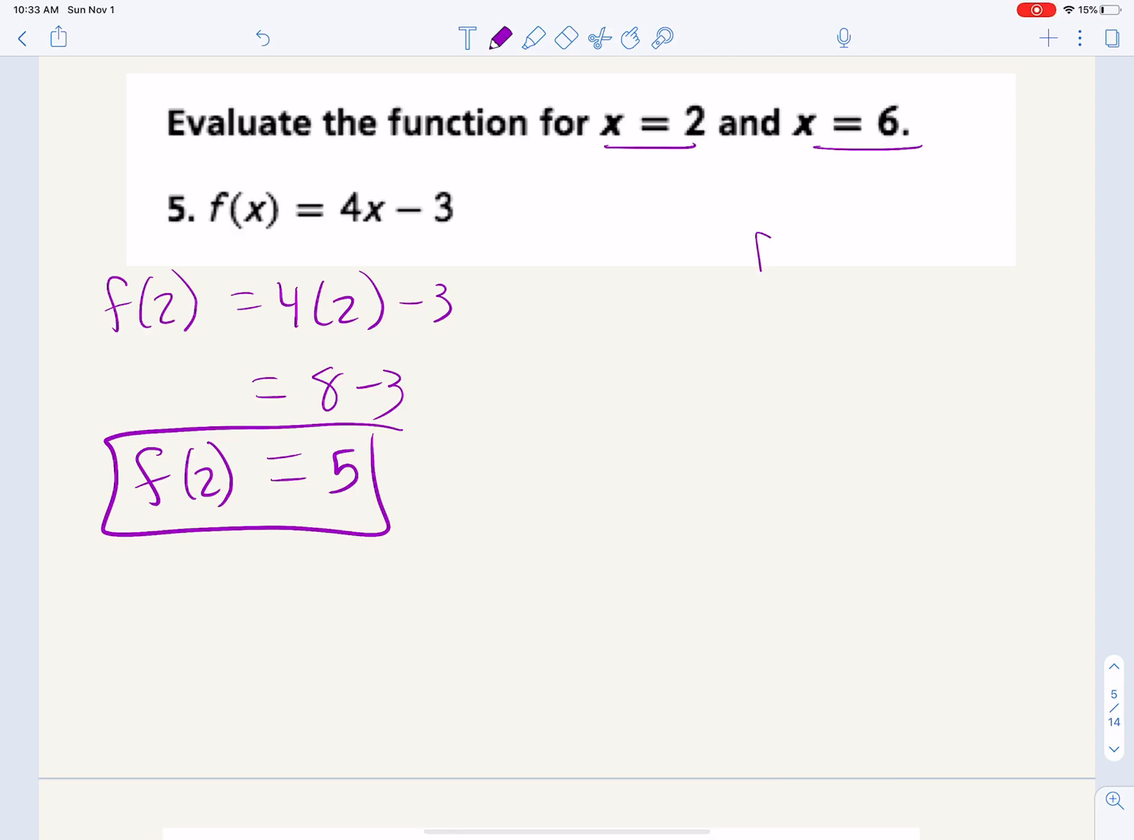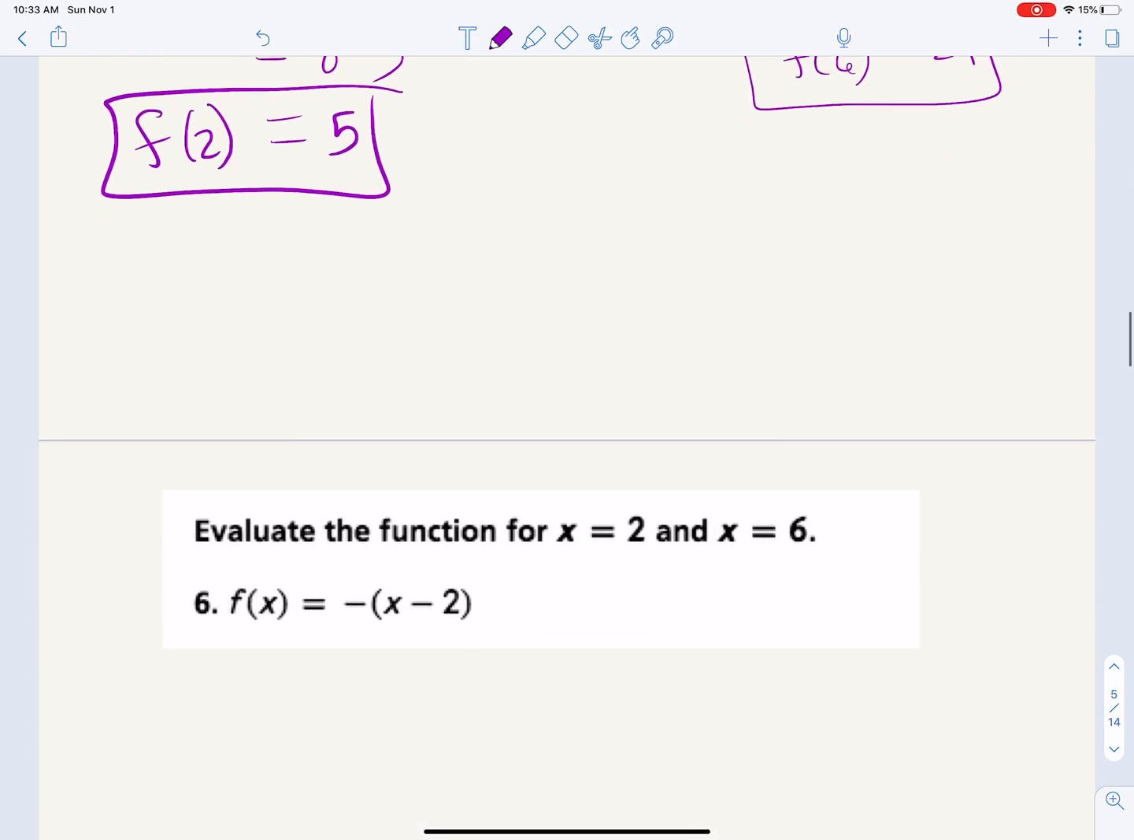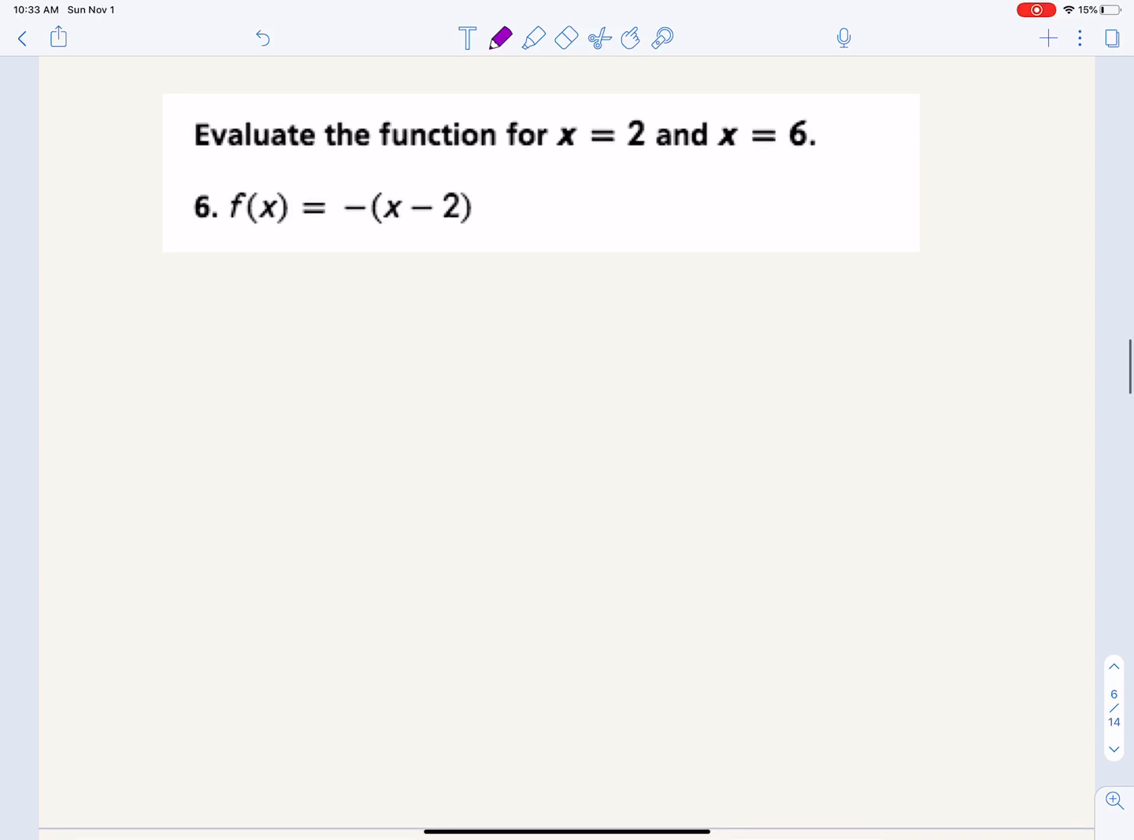Now let's plug in a 6. F of 6 equals 4 times 6 minus 3. That's 24 minus 3, which is 21. So f of 6 is 21. Why don't you push pause and do this one on your own and push play when you're ready. Be careful with your order of operations.